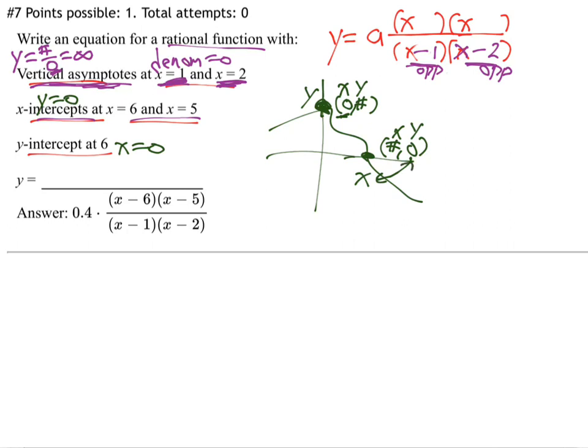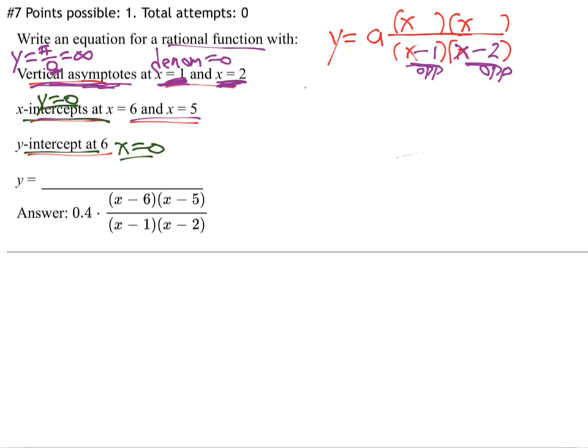So at an intercept point, the opposite letter is 0. So at an x-intercept, y is 0. At a y-intercept, x is 0. That's just what it means to be a point on the grid line. The opposite letter is 0. If you're a y-intercept, your x is 0. If you're an x-intercept, your y is 0. Okay, so what does that mean? That means that these points, x equals 6 and x equals 5, they make y 0.